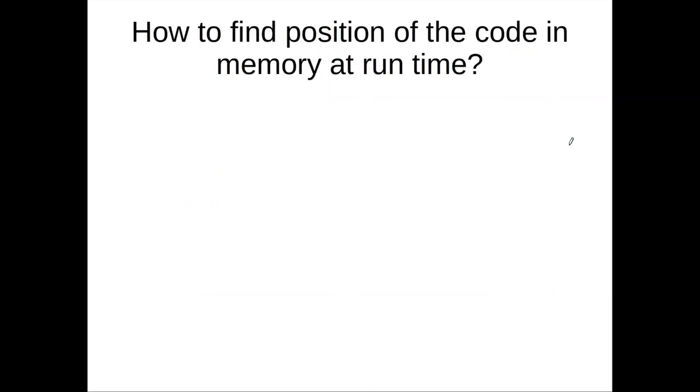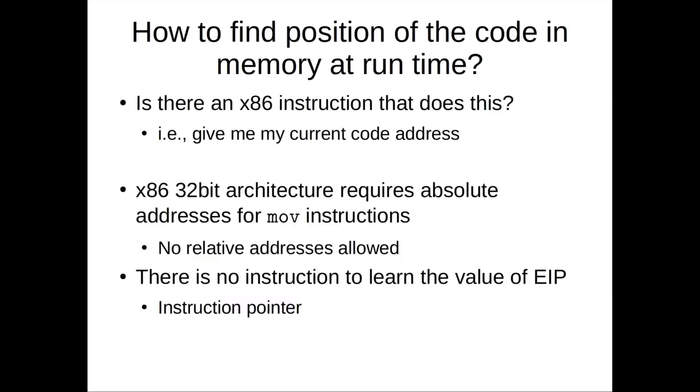Okay, here's the question: how do we find the position of the code in memory at runtime? So first of all, why do we need it, right? The question is, is there an instruction which does this? If I'm running this move instruction at some address, can you give me the address of this move, right? Because, well, why do I need it? If I know this address, imagine it's like 0x1055, currently running at 1055. The compiler knows the distance from this move instruction to the GOT. Let's assume it's like 3000, right?